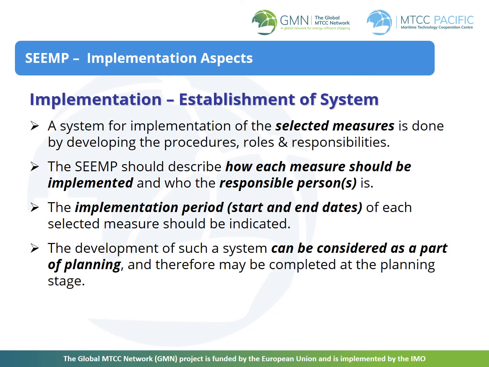The establishment of an implementation system. A system for implementation of the selected energy efficiency measures needs to be defined through developing the procedures, tasks, and assigning roles and responsibilities. The SEEMP should describe how each measure should be implemented and who the responsible person or persons are. The implementation period, start and end dates of each selected measure need to be indicated.